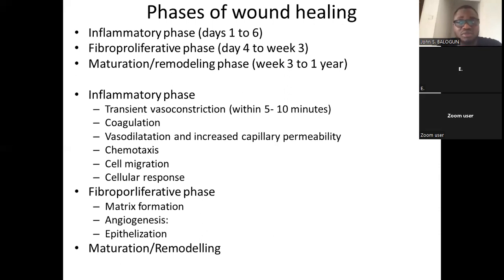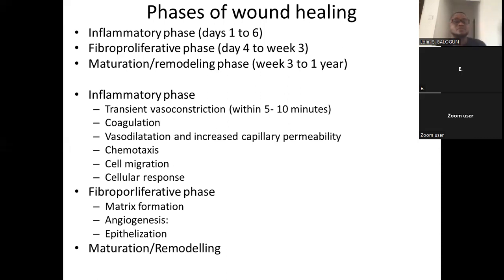Again, in your books, you will see it as 4 phases of inflammation, and I want to discuss those 4 phases. The 4 phases are hemostatic phase, inflammatory phase, proliferative phase, maturation and remodeling phase. In some of your books, you may see it as 5: hemostatic phase, inflammatory phase, proliferative phase, maturation phase, and remodeling phase. But most books show it as 4 phases: inflammatory phase, proliferative phase, maturation, and remodeling phase.